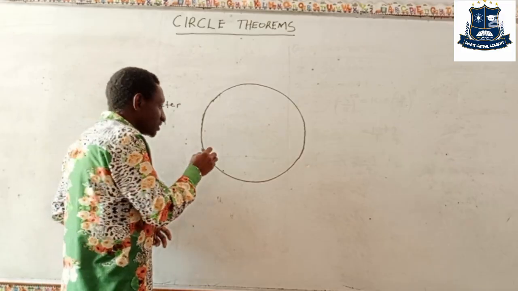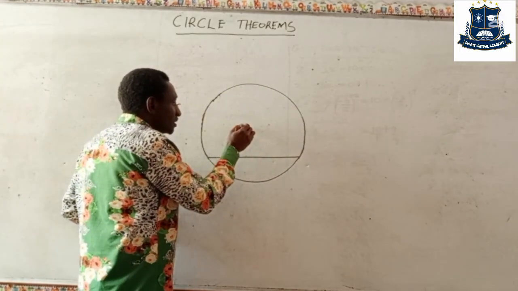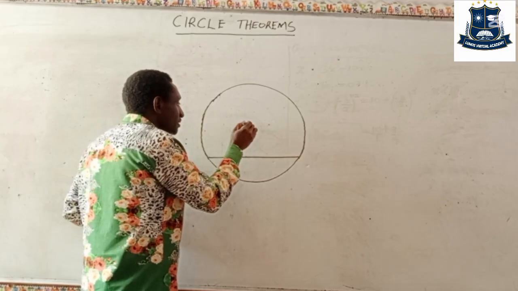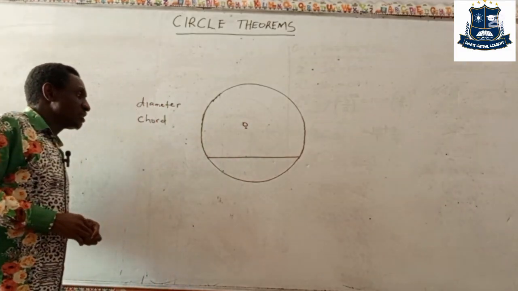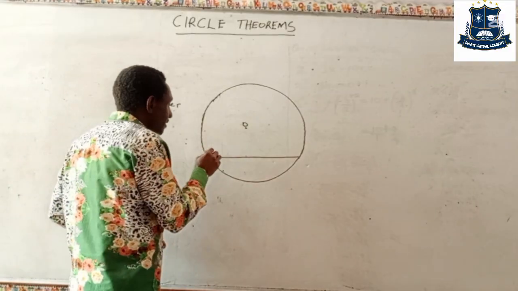Now, a chord, for example, this chord can form, and this is a circle, and then this is my center, and then this is my O. Okay, all right. This is a chord. This chord can form an angle. It can form an angle at the center.